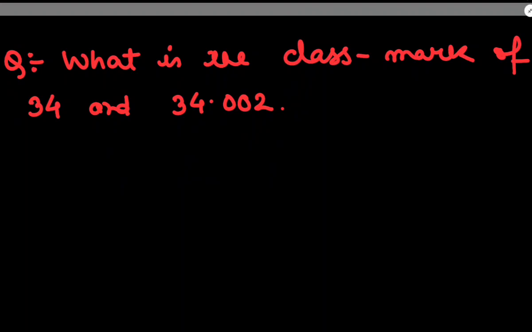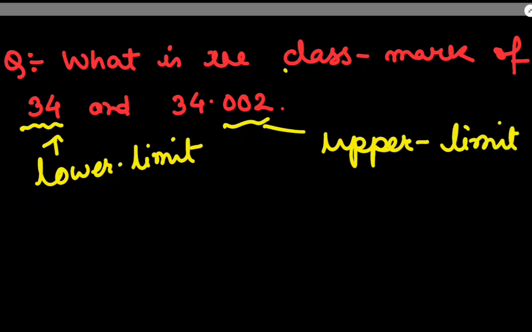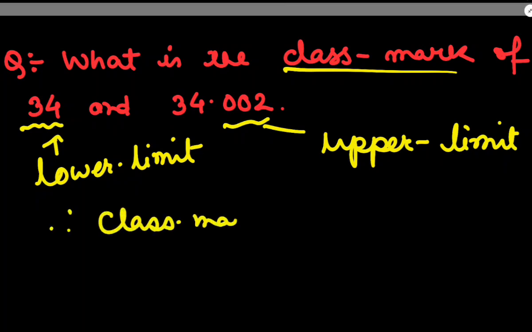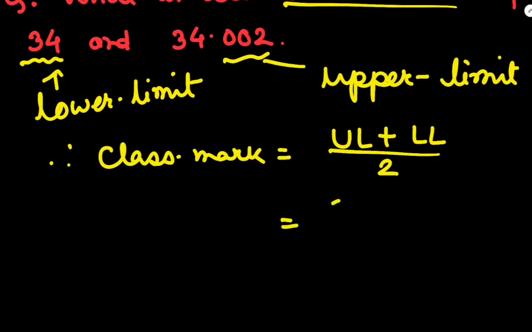What is the class mark of 34 and 34.002? So this 34 is called your obviously lower limit, and this 34.002 is obviously your upper limit. So you have to find class mark, right? So what is the formula for class mark? So class mark is given by upper limit plus lower limit by 2. Basically we average here. So average of upper limit and lower limit.